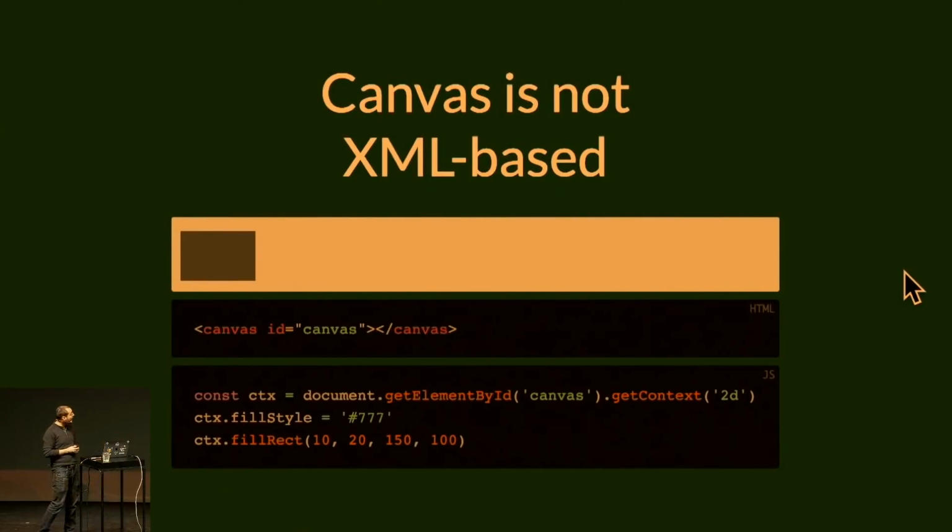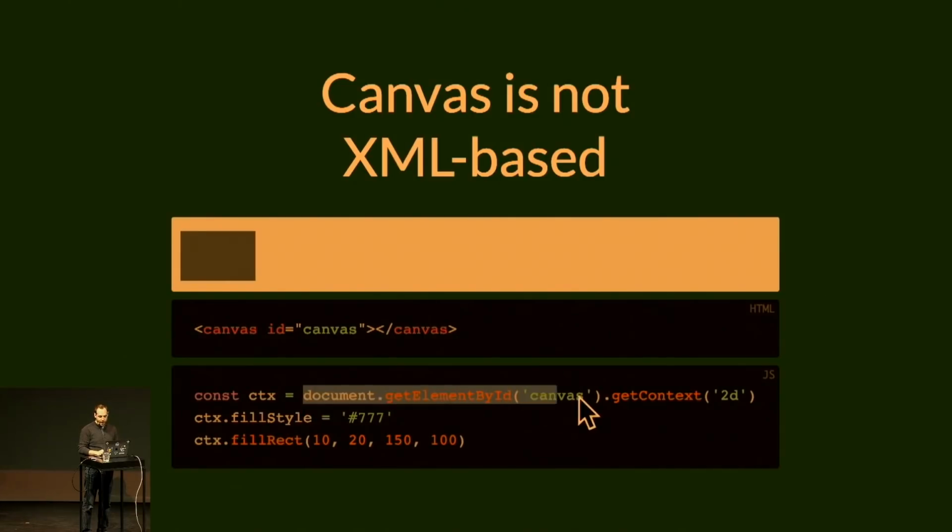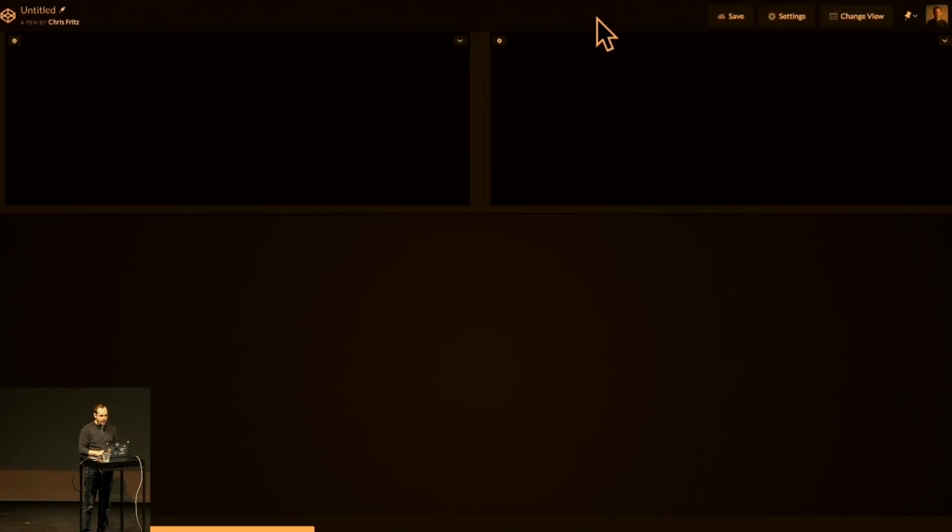Now, Canvas is not XML-based. It doesn't look like HTML. We have a Canvas element here. But after we add that Canvas element, we use JavaScript to, line by line, give it instructions about what to do. It's imperative rather than declarative. So we get that element, and then we get its 2D context.